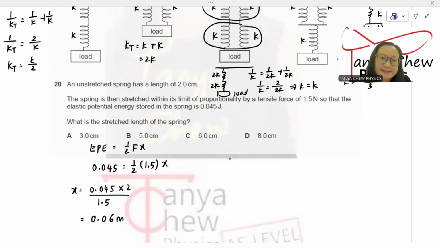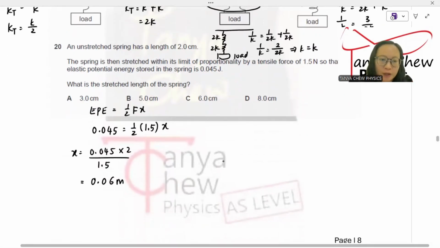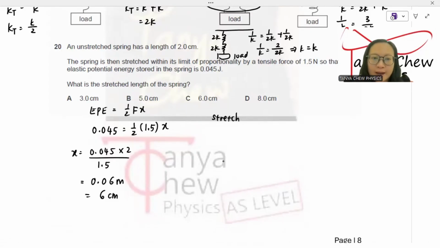Or 6 cm. No worries. Now the stretch length is the final length. When the spring is being stretched, of course the length becomes longer. So you need to add the extension plus the original length. So it gives you 8 cm. D is the answer.